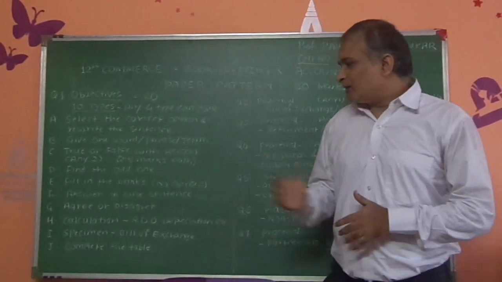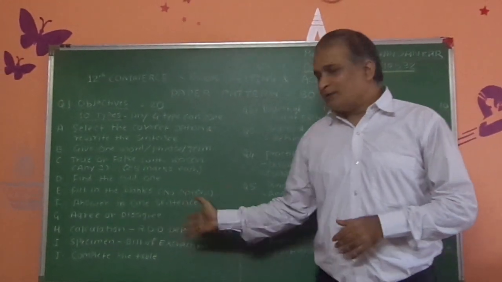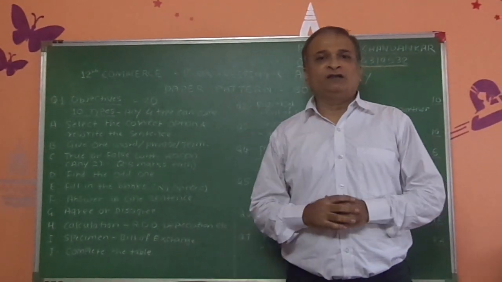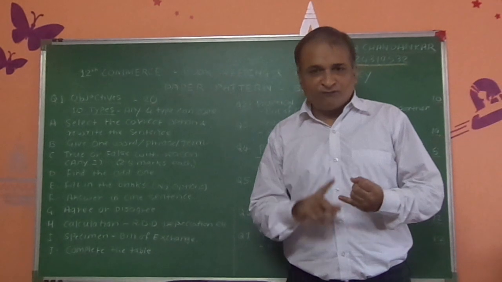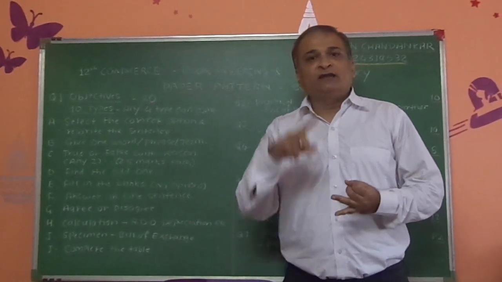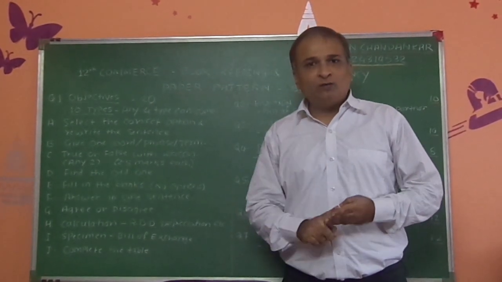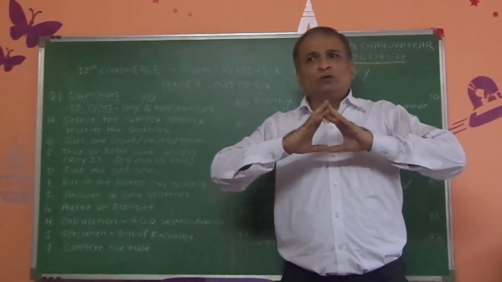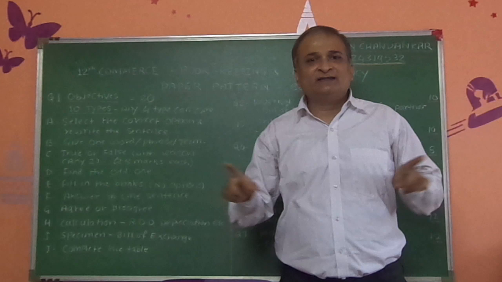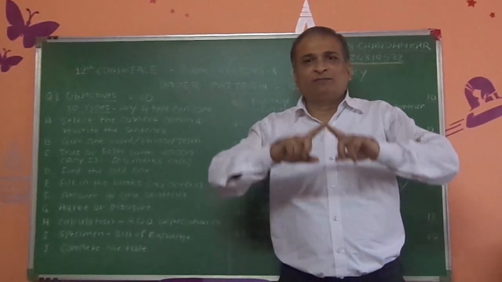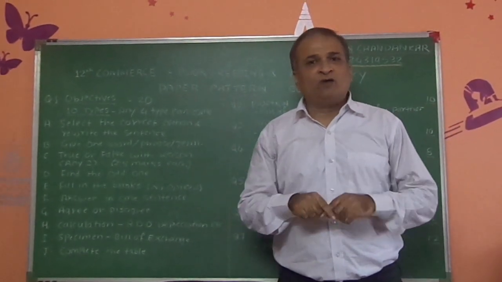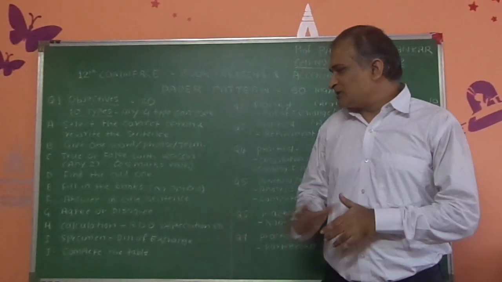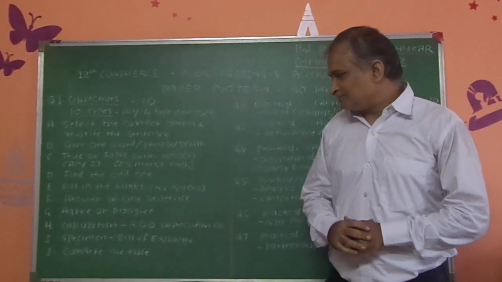The next type of objective can be a specimen of bill of exchange, wherein the problem will give us relevant details like the name of the drawer, name of the drawee, date of bill, bill amount, etc. We just need to fill all these details in a particular format, that is bill of exchange. We need to make a format of bill of exchange with the relevant details. This question may also come for 5 marks.